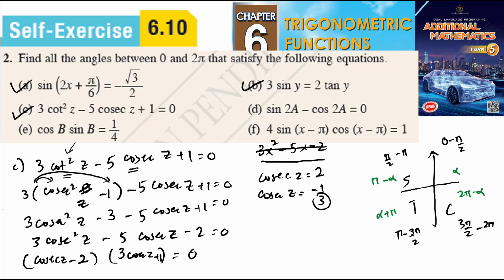To find the angle we need to be in sine, cosine or tangent, right? So we know cosecant is 1 over sine. Cosecant z is equal to 2, which means sine z is equal to 1 over 2. Because cosecant is 1 over sine, which is equal to 2. The other one, cosecant z is equal to 1 over sine z, which is equal to negative 1 over 3, so you can see that sine z is equal to negative 3.